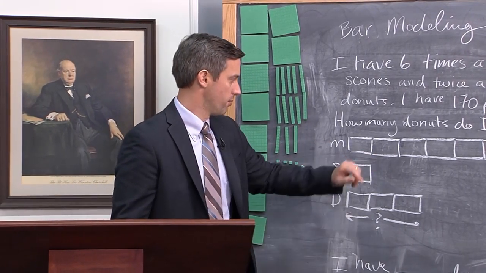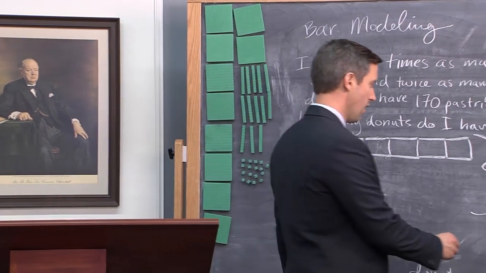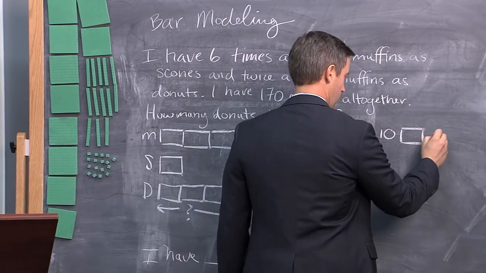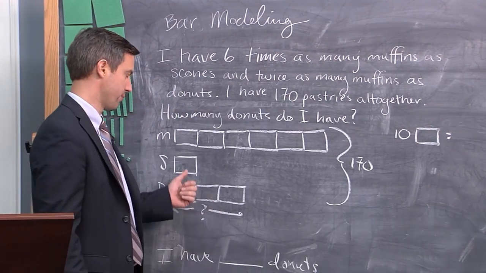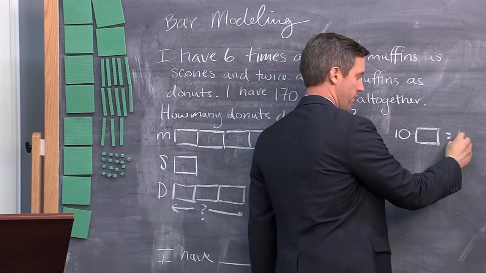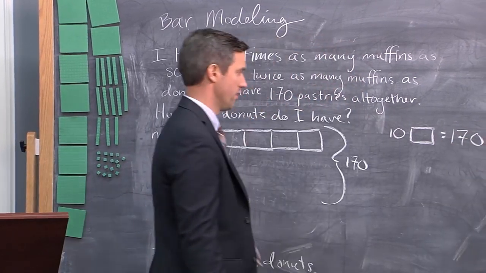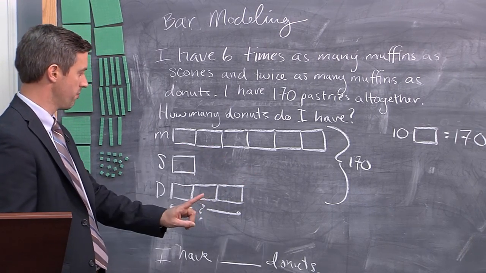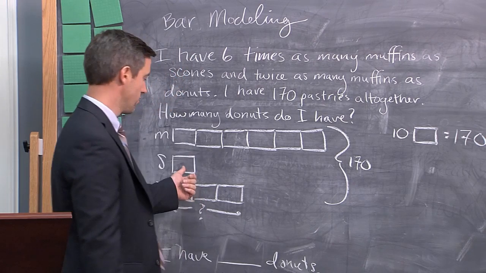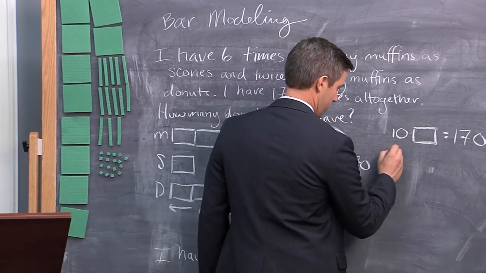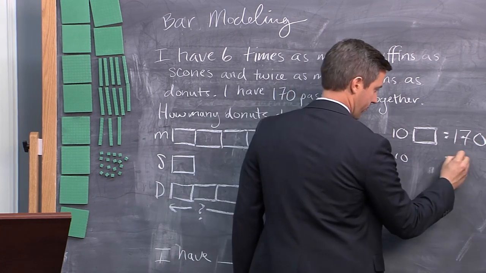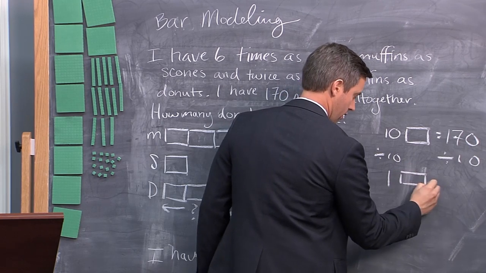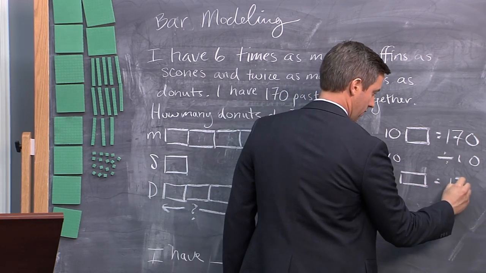So I'm going to total up the number of units that I have, which I count as 10 of these bars. And 10 of those bars, which are representing the pastries, is equal to 170 in total. So then we should get it down to 1 bar so that we know how much one of these units is worth. So I divide both sides by 10. So that 1 bar is equal to 17.